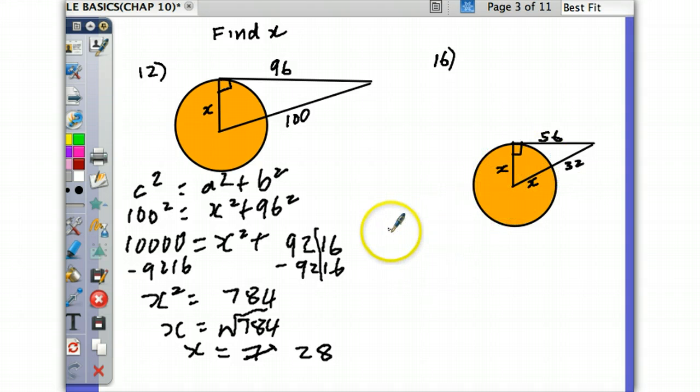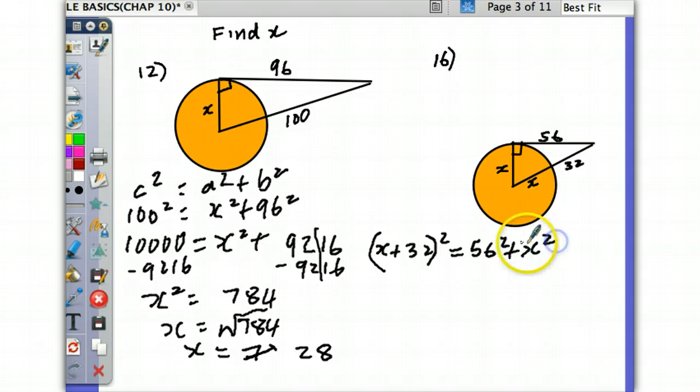Are you thinking of it, Grant? Go ahead. You can do x plus 32, all squared, equals 56 squared plus x squared. Yes, that's it. All right, any of you remember how to FOIL this kind of thing?